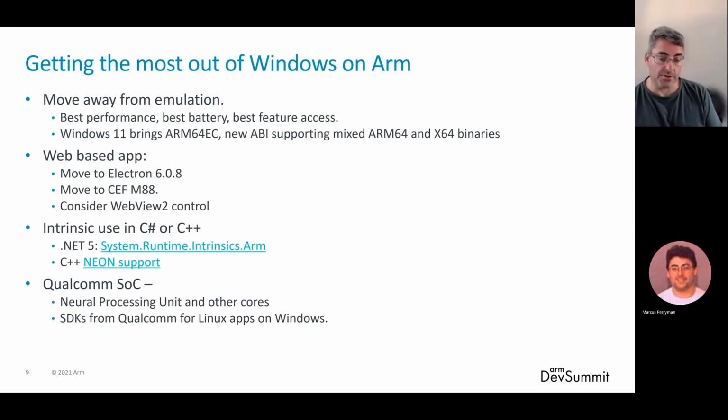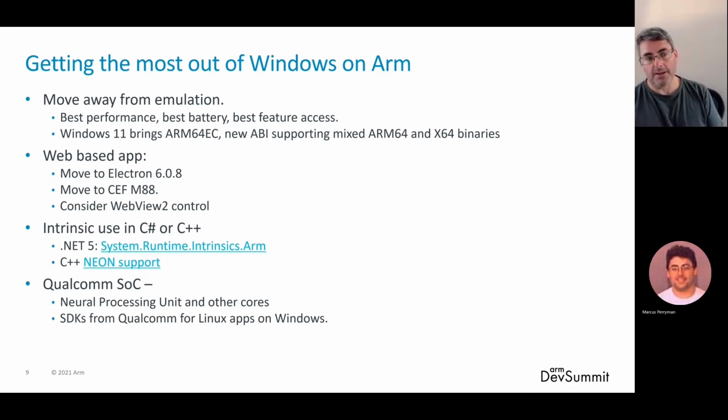You can jump in and do the port across today to bring your applications to Windows on ARM. And Windows 11, as I mentioned before, brings a new ABI with the ARM64 EC, making that move across not a big bang, but potentially giving you the option of taking it piecemeal, starting with the key components and expanding out your native piece by piece, mixing ARM64 and x64 binaries in the same process. So moving away from emulation is the key thing.